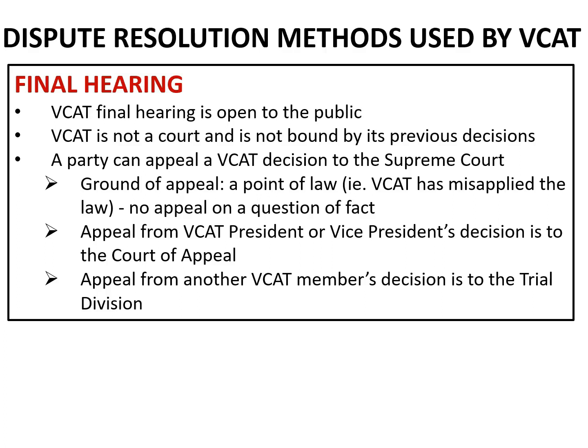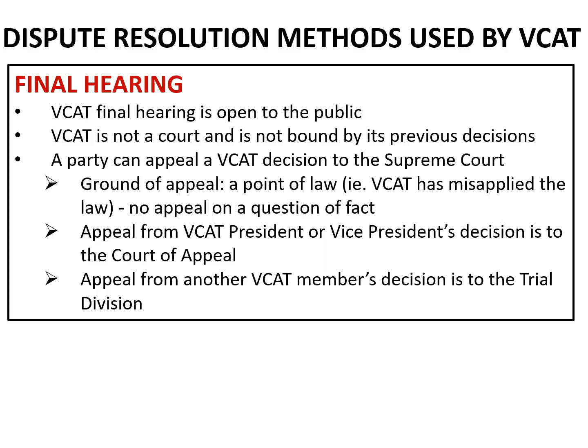On the contrary, if a party is dissatisfied with a VCAT decision, then they can have that decision reviewed by the Supreme Court. Where the VCAT decision is made by the VCAT president or a VCAT vice president, then the decision can be appealed to the Court of Appeal. This is because the VCAT president and vice presidents are judges, and so it's appropriate that their decisions should be reviewed by the 3 Supreme Court judges who make up the Court of Appeal.